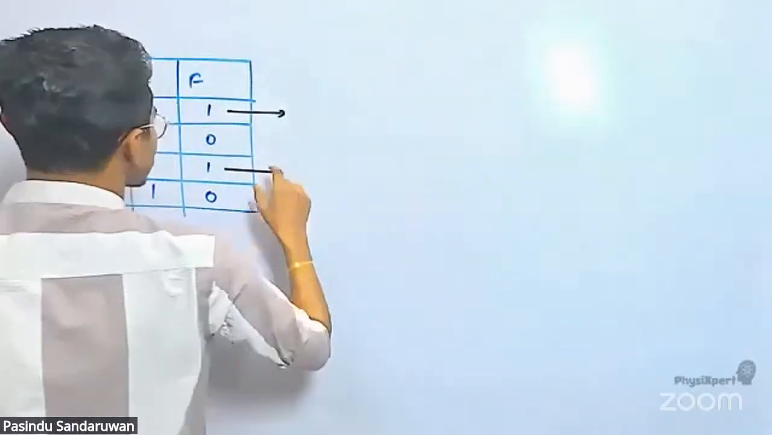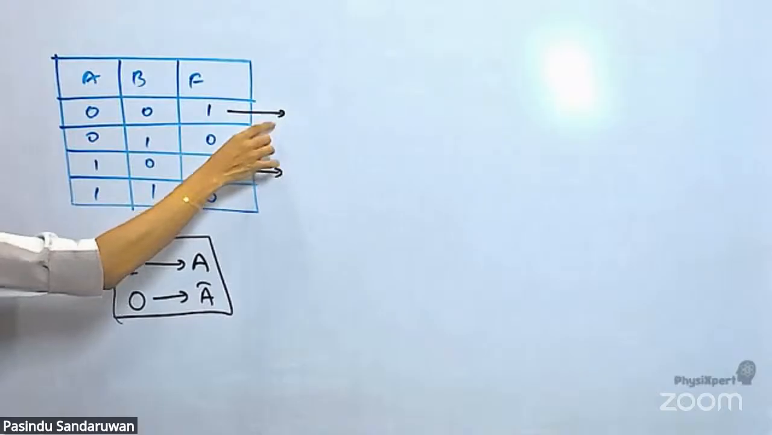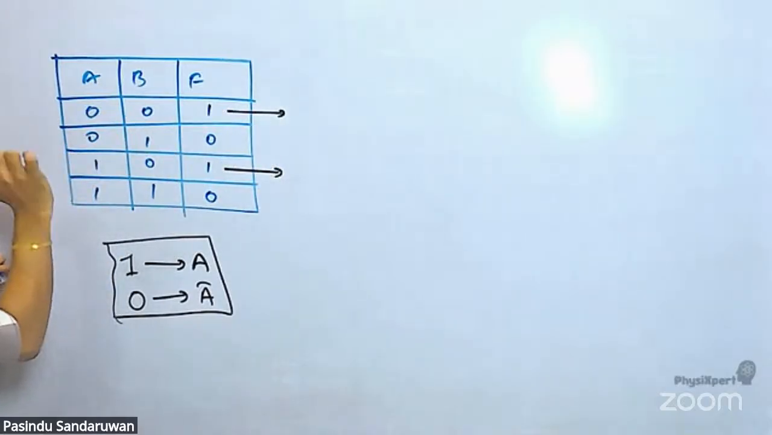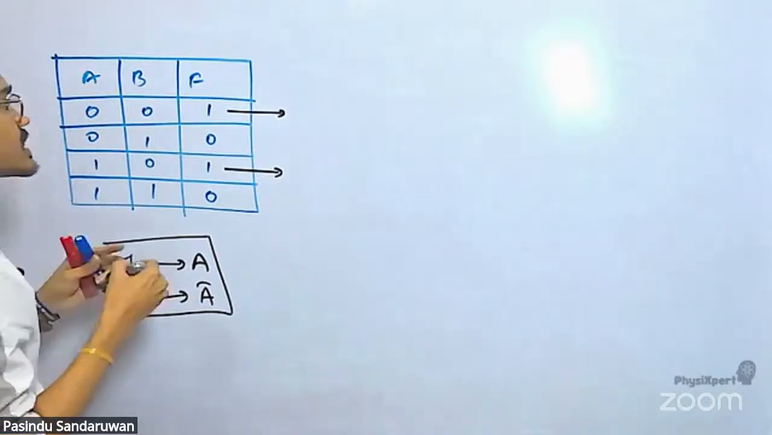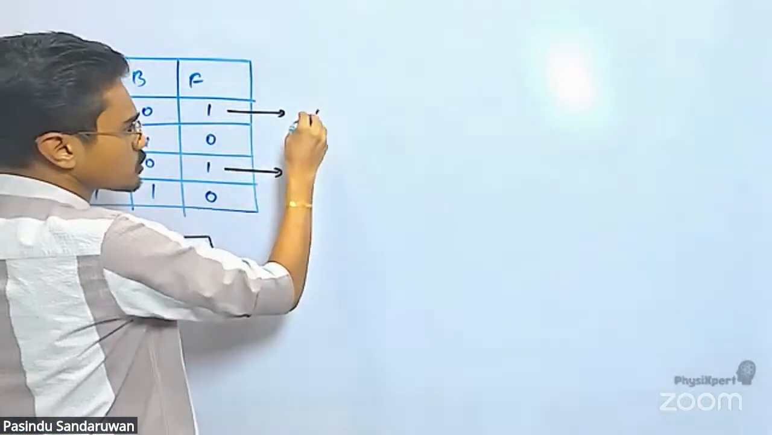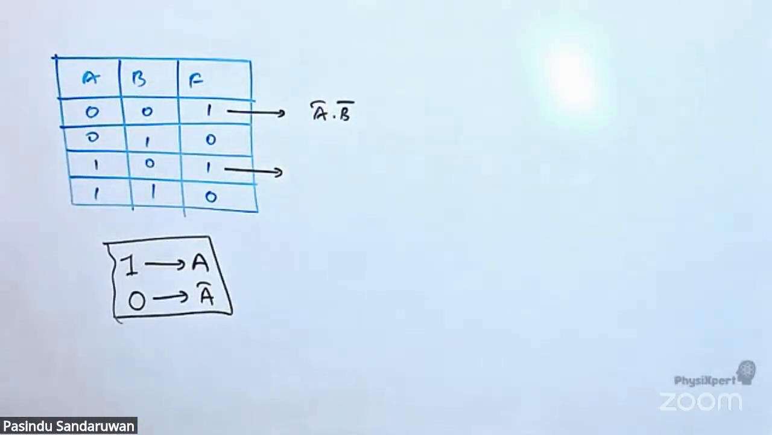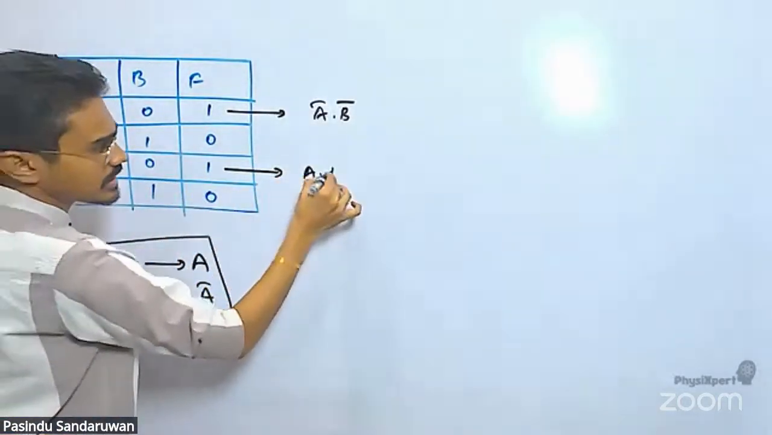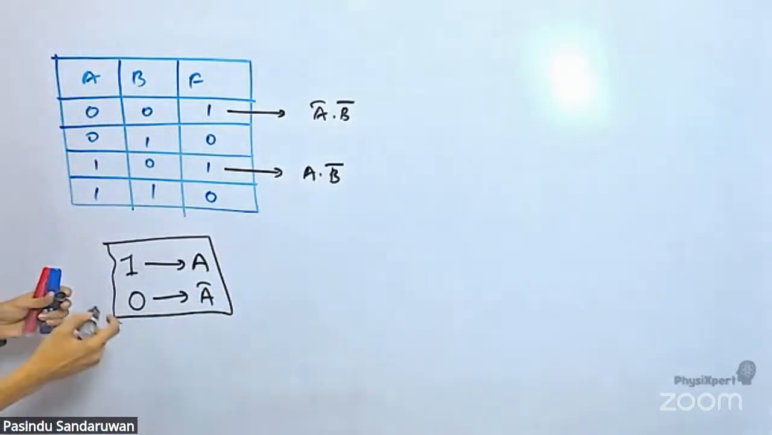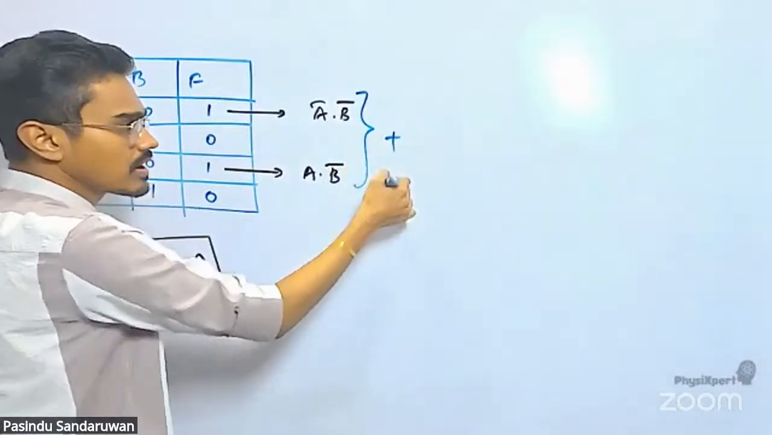Now, the input combination for this one is, look at the board carefully, A 0 and B 0. Then A 0 means there is not A, there is A bar. B becomes 0 means there is not B, there is B bar. Multiply these two. That is called A bar dot B bar. And in this case, A is 1, so there is A. B is 0, there is B bar. Whatever comes here, consider the OR function of all of them.